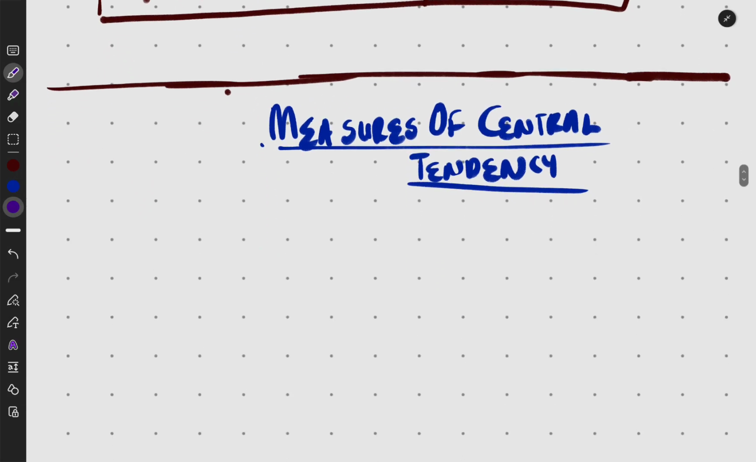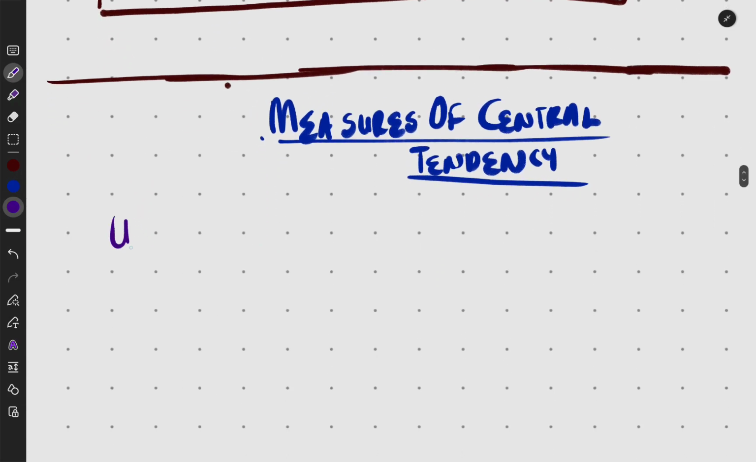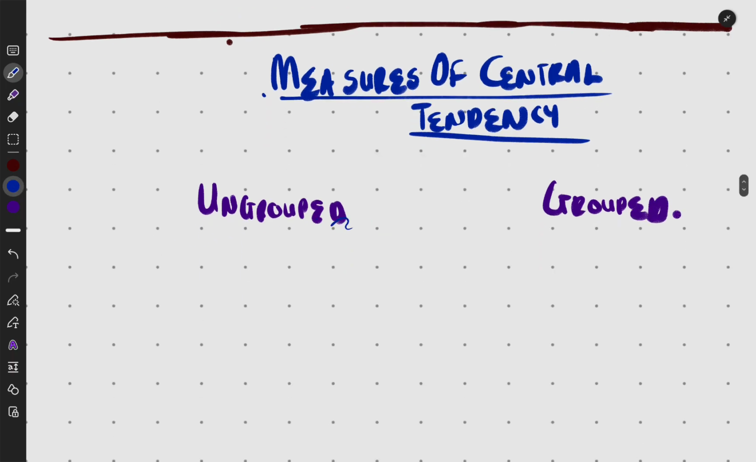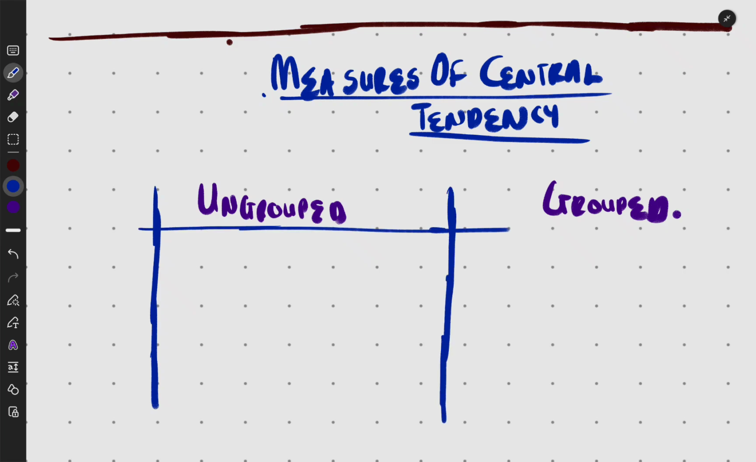We need it. So for measures of central tendency, we are going to have on the left, for ungrouped data, and on the right, for grouped data. So it's going to be for ungrouped and for grouped data. Now we'll start with the first thing, the mean. We're going to see the mean for ungrouped, then the mean for grouped. So now let's start.